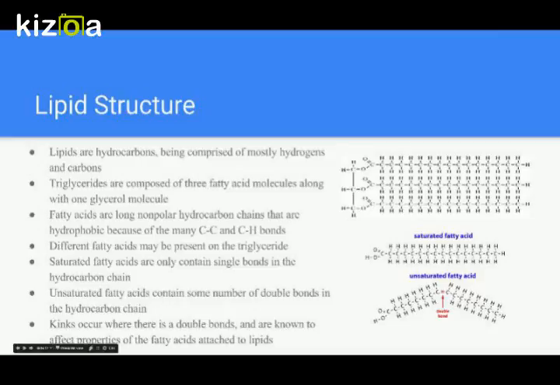Fatty acids on the triglycerides may also differ. Saturated fatty acids only have single bonds between the carbon atoms in the hydrocarbon chain. In unsaturated fatty acids, there exist double bonds in the hydrocarbon chain. Kinks in the hydrocarbon chain are caused by double bonds. These kinks can affect the properties of fatty acids.